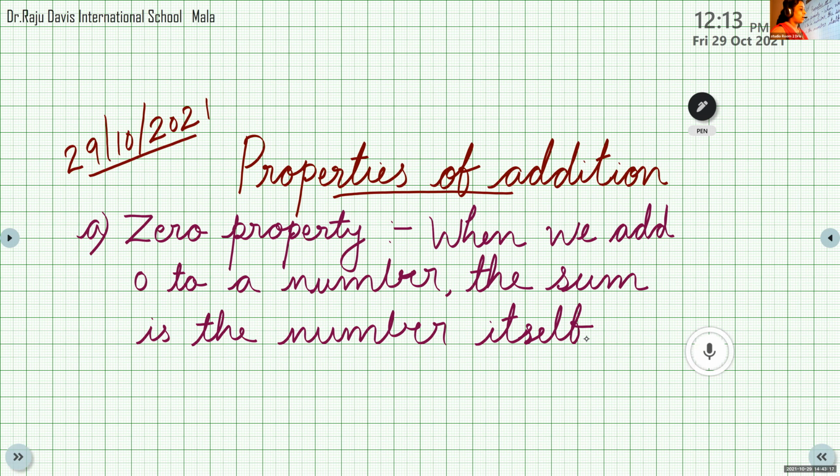Very good. Hamdan, please unmute. Please tell one another example. Yes, ma'am. 15 plus 0. Yes, once more. 15 plus 0 is equal to 15. Okay, correct answer. So we can write some examples also here. Write the examples. After itself, there is one dot.